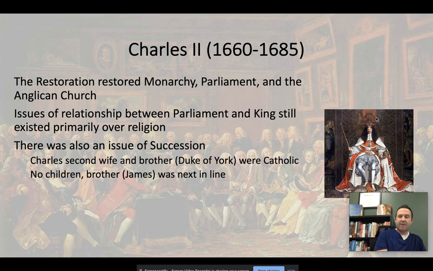Now, as a result, he's just kind of happy to be there. He will actually become known as the quote-unquote merry monarch, known for his very affable personality. And it is during this period that we start seeing the development of two notable political parties in Parliament. The first group is known as the Tories. These are nobles, gentry, and Anglicans who support the monarchy over Parliament. So the Tories are those who support the king having more authority than Parliament.